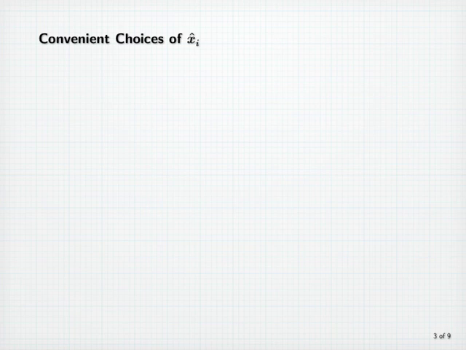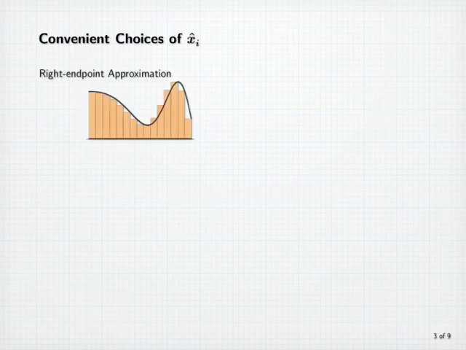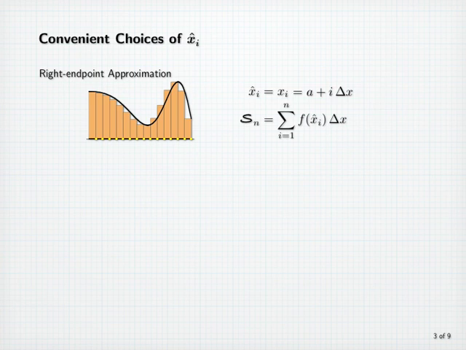Convenient choices of x hat sub i. If we choose x hat sub i to be the right endpoint of the ith subinterval, then we obtain what we can call a right endpoint approximation. The right endpoint of the ith subinterval is the number x sub i, and so we let x hat sub i equal x sub i, which is a plus i times delta x. And the resulting sum is S sub n equal to the sum as i goes from 1 to n, f of x hat sub i times delta x, where x hat sub i is a plus i delta x.